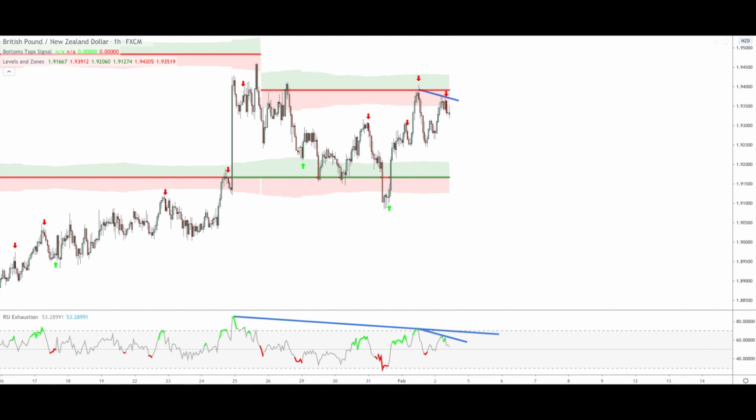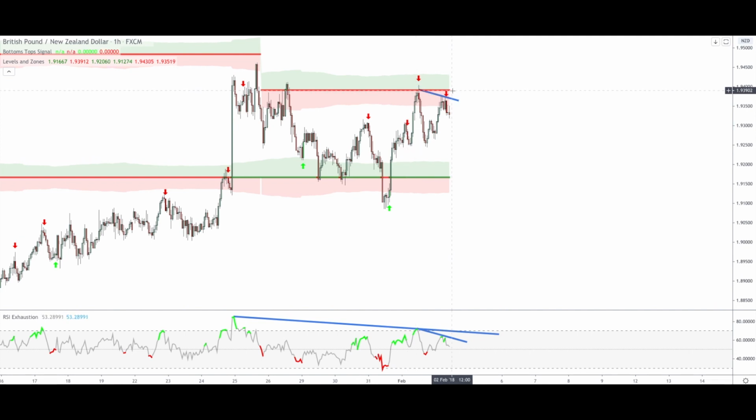So we have three clear conditions which are all supporting our analysis. The first one is not technically valid, but it is reinforced by the fact that this resistance is pushing the price lower.